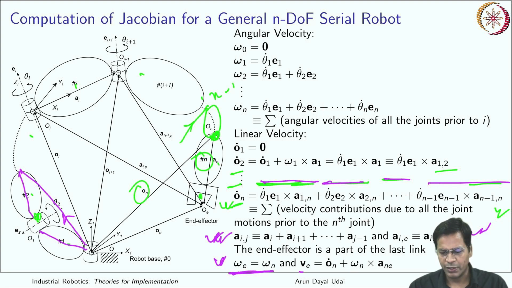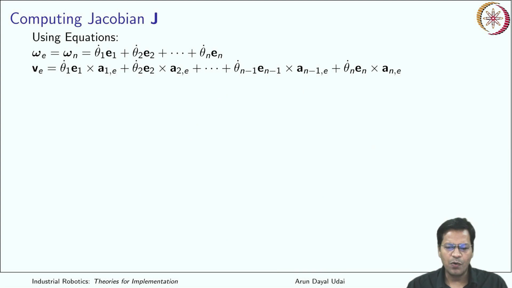But in this case, the linear velocity will be the velocity over here plus omega n times a n e. So from n to e you have a vector a n e. So this vector comes here. Okay. So that will give you the resultant velocity. Just like the previous one, this is your velocity. So now both the equations, the angular velocity equation and the end effector velocity component, can be written like this, as we have just derived.